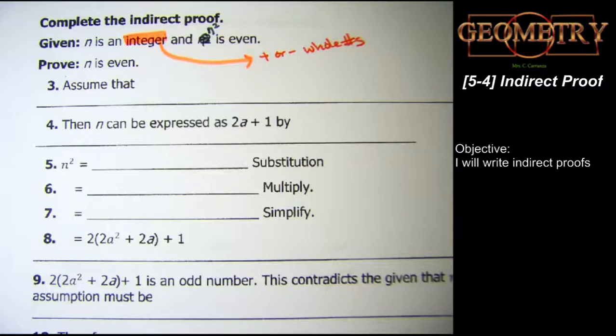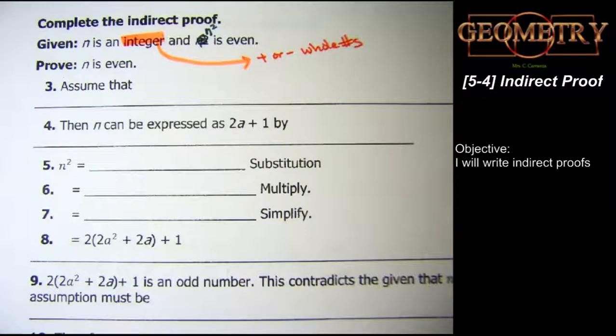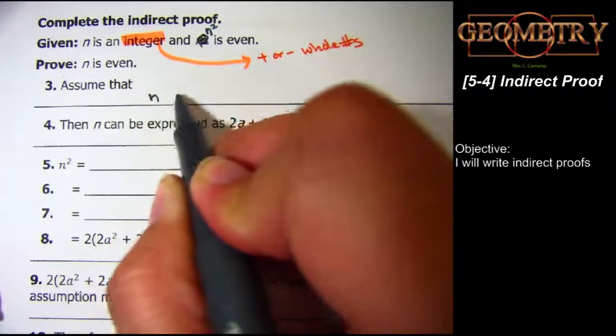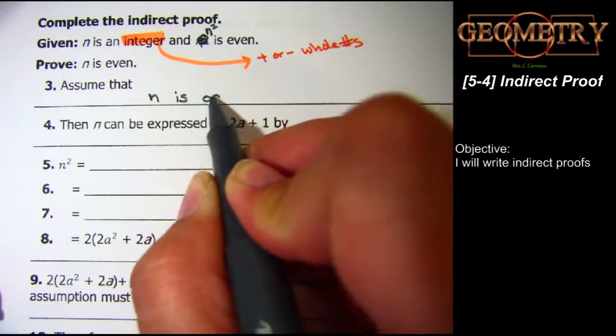Positive or negative, no one cares. And when you square it, you get an even number. We need to prove that the number that you're squaring, n, is also even. We're going to do this by an indirect proof, so the first thing we need to assume is n is odd, and is not an even number. In order for it to not be even, it has to be odd.